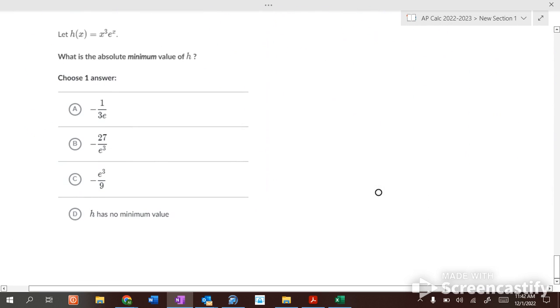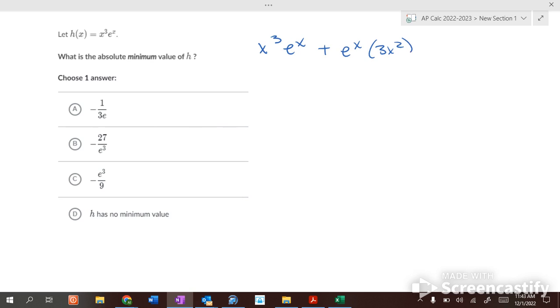Let's do one more with an e in it because, yeah, your e skills might not be exactly great. All right. So how do you find the first derivative of this? Product rule. X cubed times e to the x plus e to the x times 3x squared. So you actually factor out e to the x times x squared, and you get x plus 3. So x equals 0 and x equals -3. Okay?